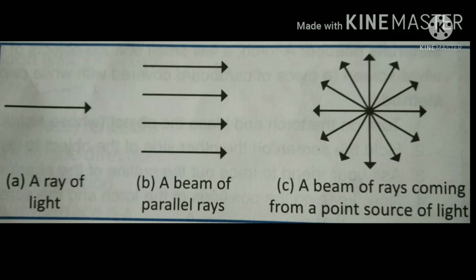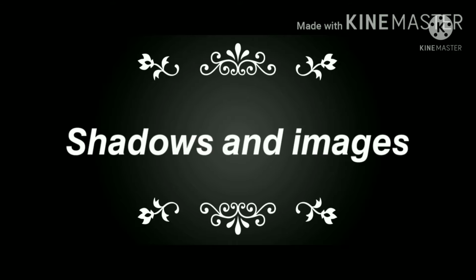The property of light of traveling in straight lines explains many interesting phenomena related to light, such as the formation of shadow by opaque objects and the formation of images in a pinhole camera. Mainly the two phenomena we are going to see in this lesson. First one, shadow. Second one, images. Are you clear now?